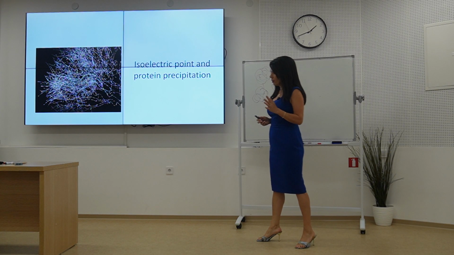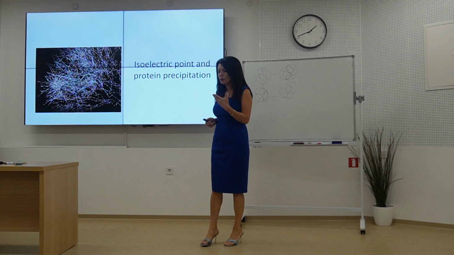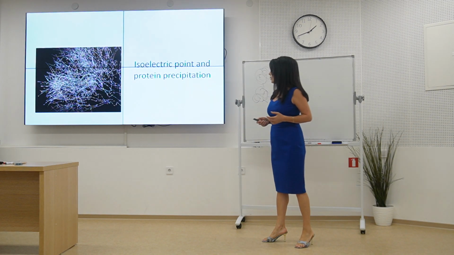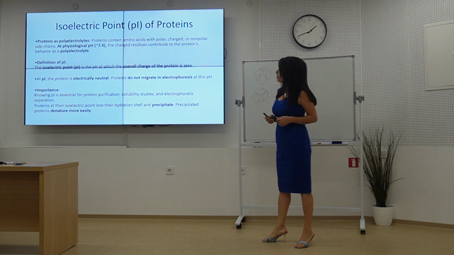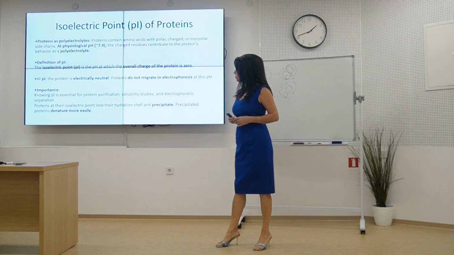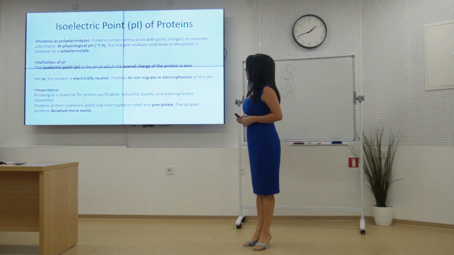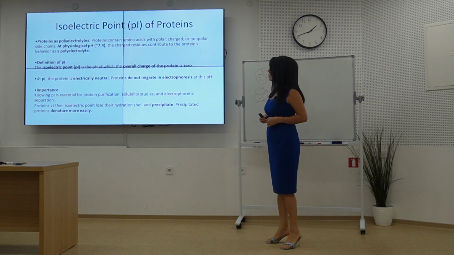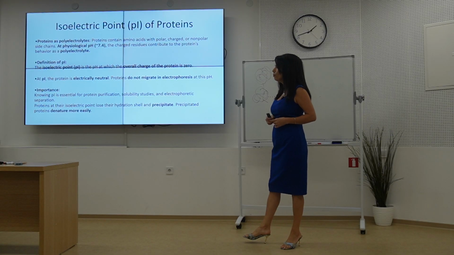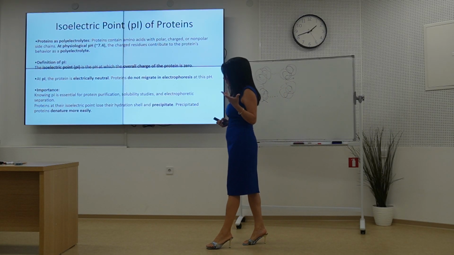At the end of the lecture, there will be some words about the isoelectric point and protein precipitation. What is this isoelectric point, or PI, of proteins? Proteins contain amino acids with polar, charged, or non-polar side chains. At physiological pH around 7.4, the charged residues contribute to the protein's behavior as a polyelectrolyte.